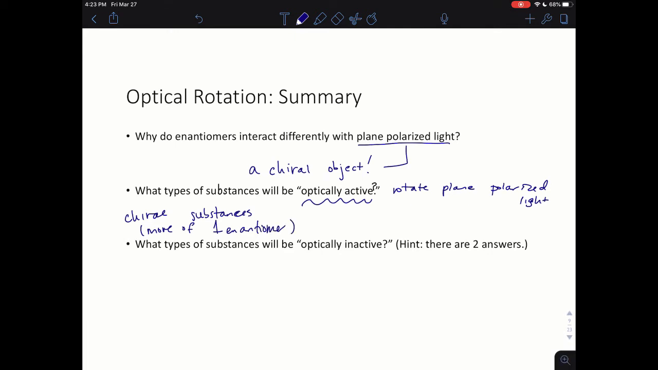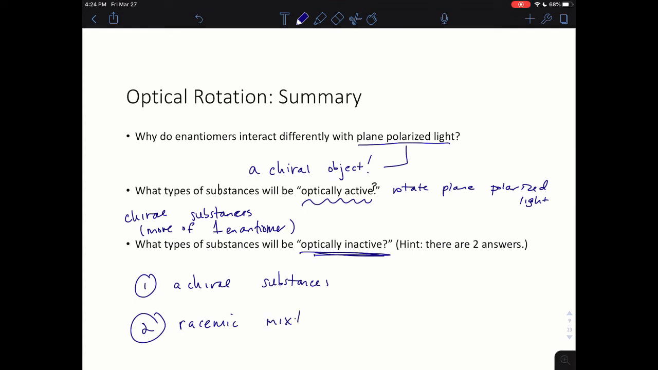All right, and then finally, what types of substances will be optically inactive, meaning they will not show any rotation of plane polarized light? There are 2 answers. So the first one is achiral substances, and the second is racemic mixtures, where you have both enantiomers. They will rotate plane polarized light with equal magnitude in opposite directions, so they cancel out the effects of one another.